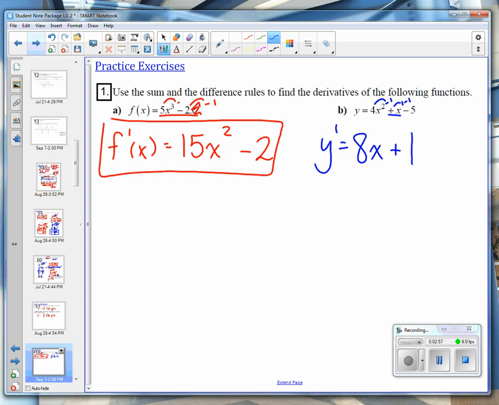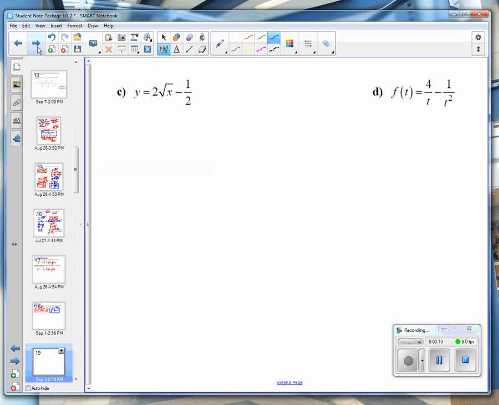Guys, what did we say about the derivative of a constant number? What is the slope of a constant? Remember, it is 0. So this is it. That's it. 8x plus 1. And that 5 just disappears.